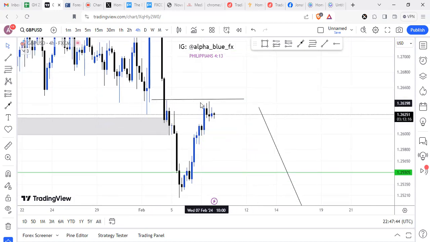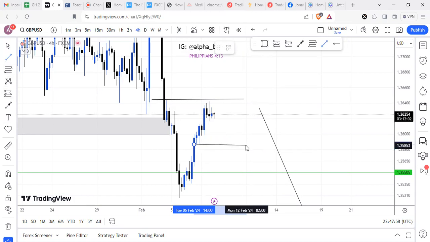Price comes up, takes out this previous high here, takes this liquidity right here. If it sweeps this point and then it sells off, gives us a change of character down here, then I'll be willing to sell on the pullback.